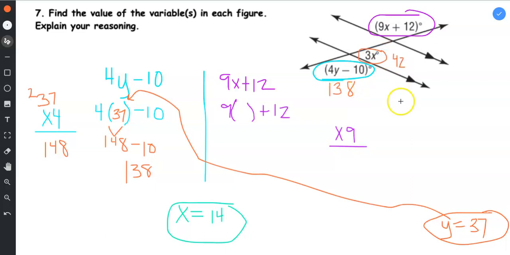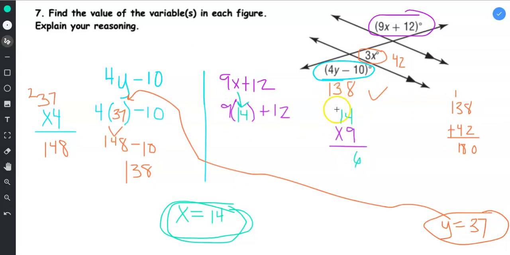So one way to check this part is to just add 138 plus 42, and those together are supposed to equal 180. So 8 and 2 makes 10, 3 and 4 is 7, plus 1 is 8, and that does equal 180. So that's our first check. Now I'm going to go ahead and change over to this color for the x equals 14, and we're replacing x with what we found x to equal. So we need to multiply that 14 by 9.